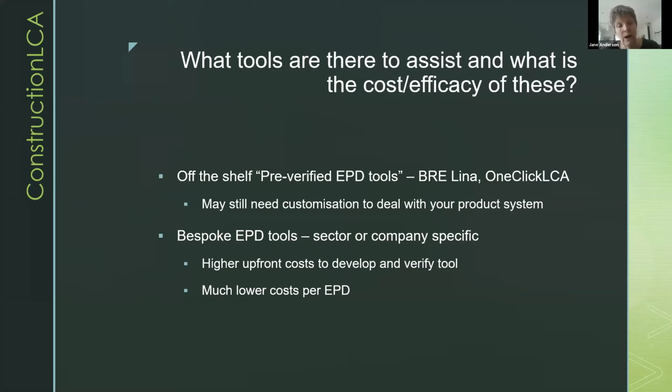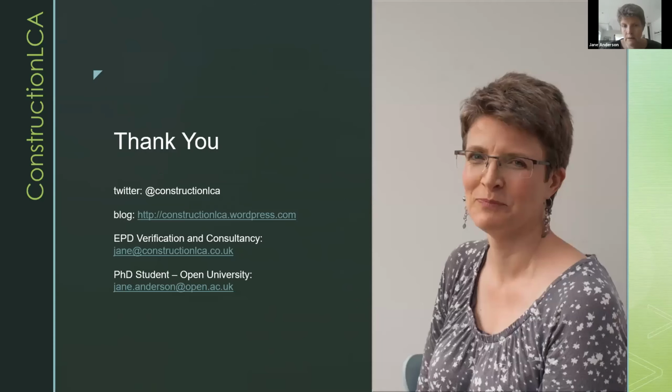If you want to start from scratch, then you can have one of these tools developed for you. There will be higher upfront costs, but then it's a much lower cost per EPD. The NSG example that I said at 100,000, that's a really expensive tool for a very complex kind of product system. It shouldn't be costing you that much to get a tool for one specific type of product. It should be much less than that. So that's kind of everything.